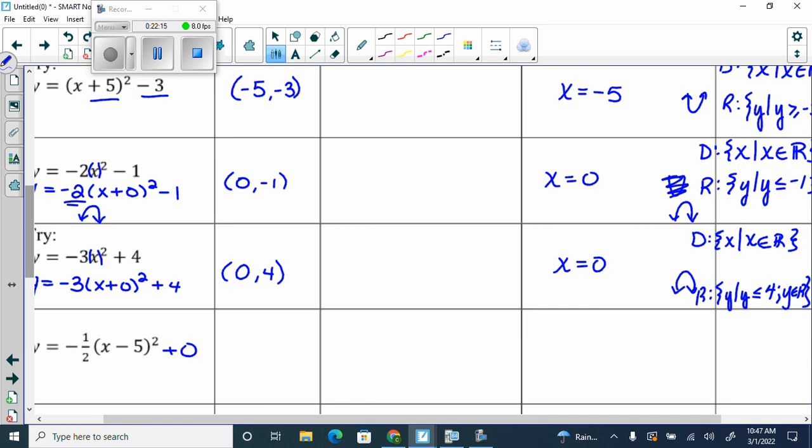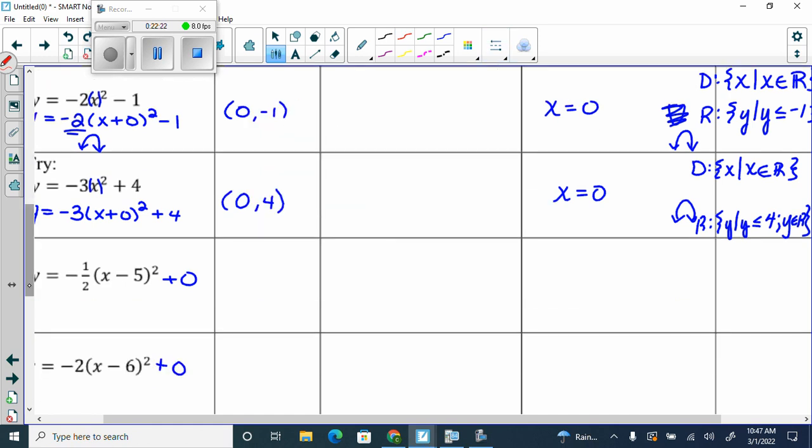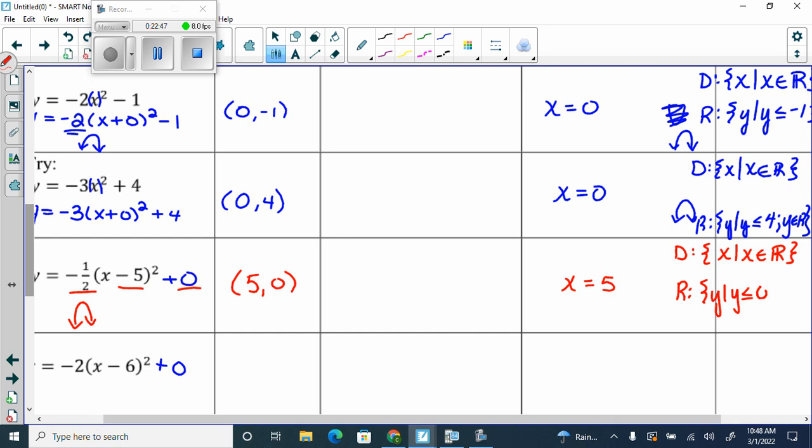All right, Gabby, you're up next. So, is this concave up or concave down? Down because of the negative. What's my vertex at? 5 and 0. Opposite of that, same as that. X equals, for the axis of symmetry, 5. What's my domain? X is an element of the reals. And what's my range? Y less than or equal to 0. You got it.